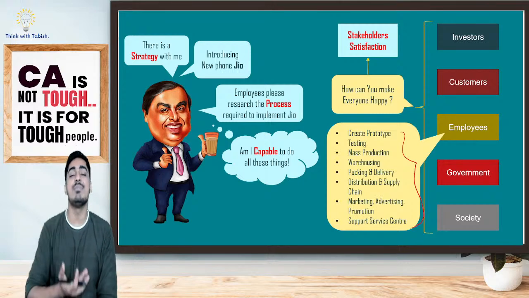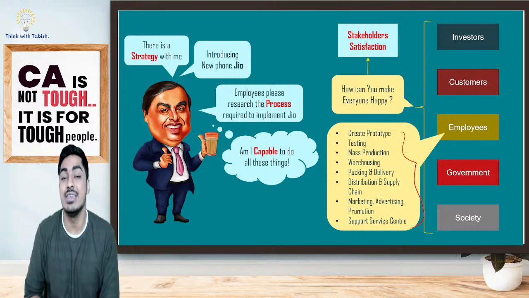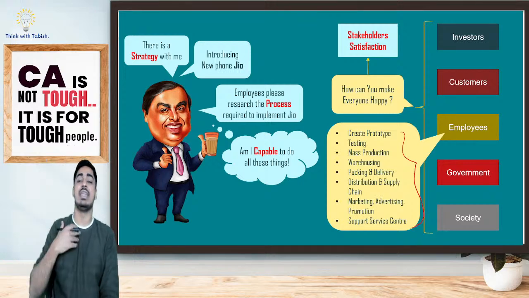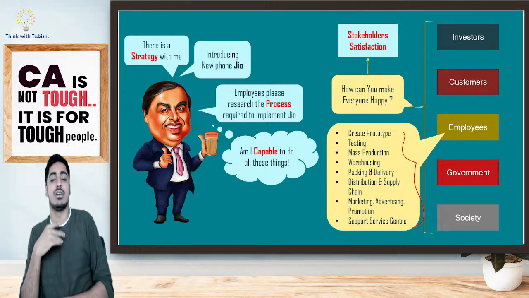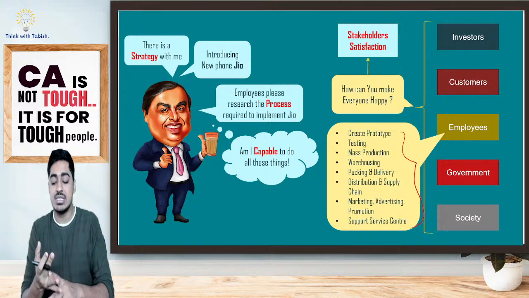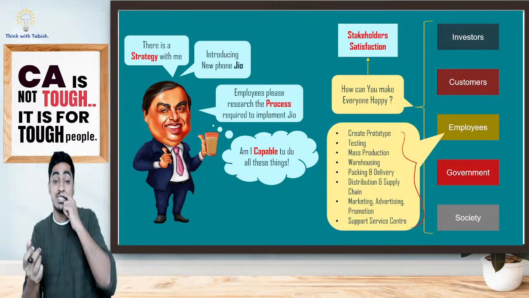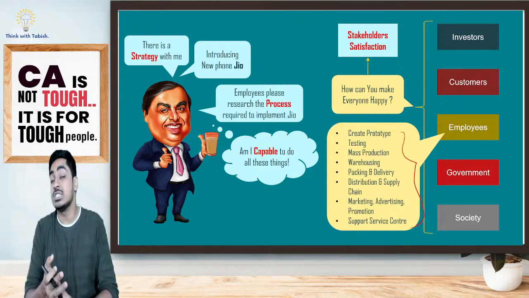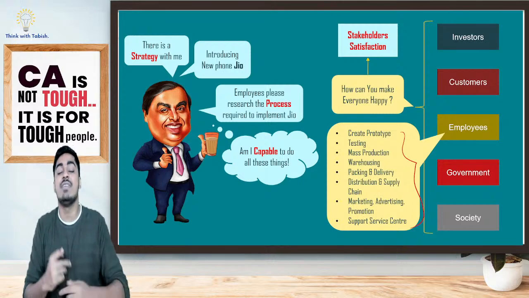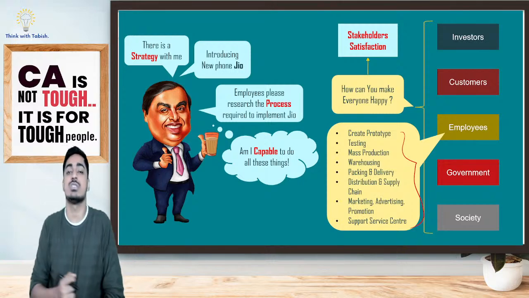Do I have the capability to do these things? Ambani boss has the capability to do anything in the world. Suppose I say I have a brilliant idea to beat Tata, Reliance, Adani, everything, but I don't have money. Can I beat them? No. It's not just that you should have a strategy. It's not just that you should know the process. You should have the capability to implement the process as well.